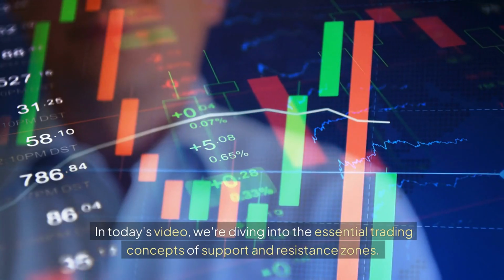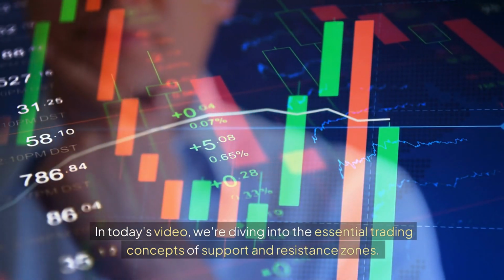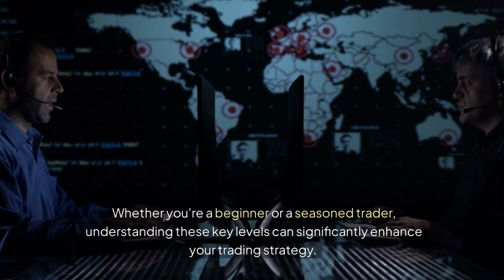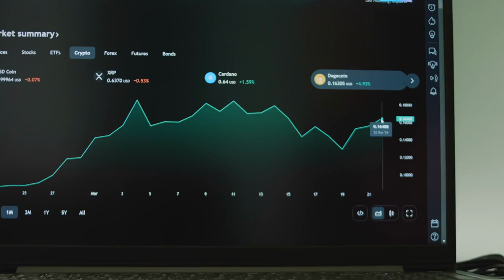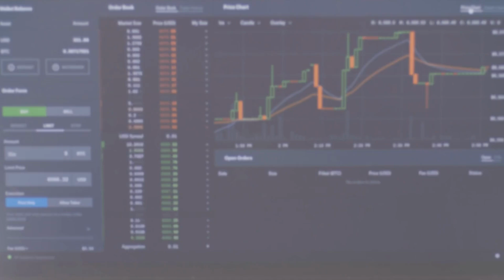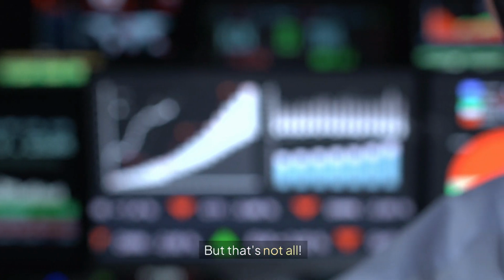In today's video, we're diving into the essential trading concepts of support and resistance zones. Whether you're a beginner or a seasoned trader, understanding these key levels can significantly enhance your trading strategy. We'll start by defining what support and resistance are and why they play a crucial role in market movements. You'll learn how to identify these zones on your charts and how they can help you make informed trading decisions.